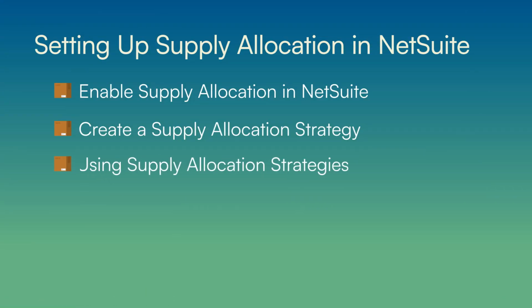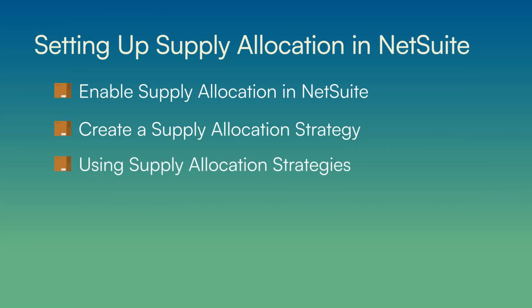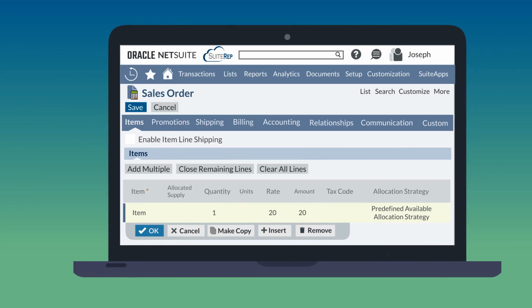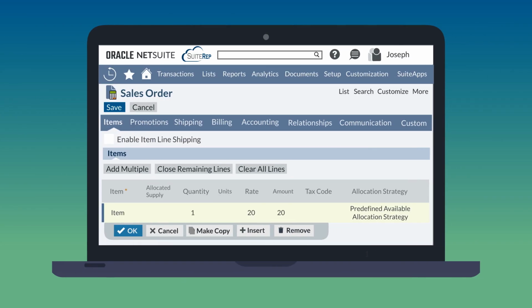How do you use the supply allocation strategies you create? These strategies tell NetSuite how to allocate specific inventory items. But in order for NetSuite to know which strategies to apply to which items, you'll need to select the necessary supply allocation strategy on each line item of an order. To do this, open a sales order, transfer order, or work order. Locate the line items under the Items tab and find the drop-down next to each item for allocation strategy. After assigning strategies, save the order record.